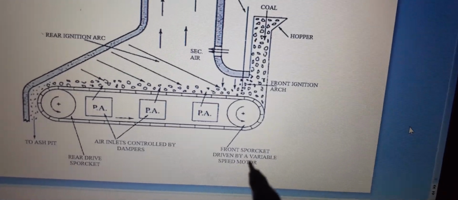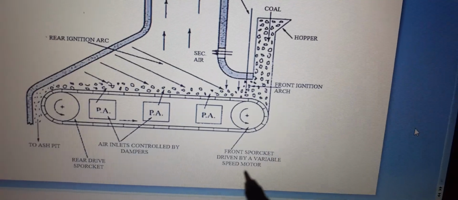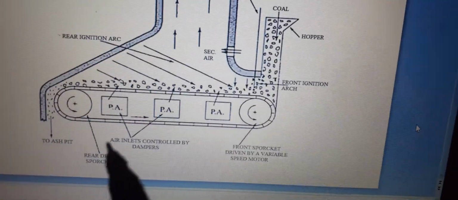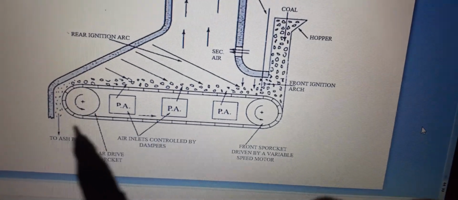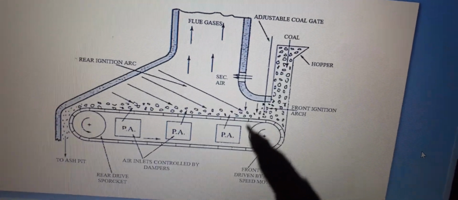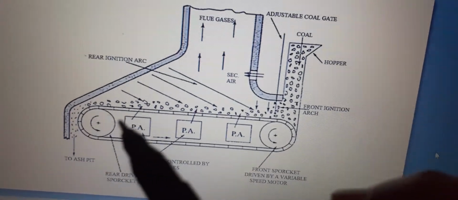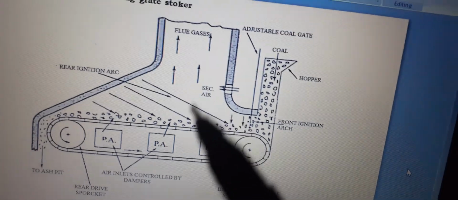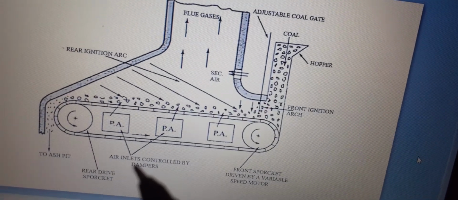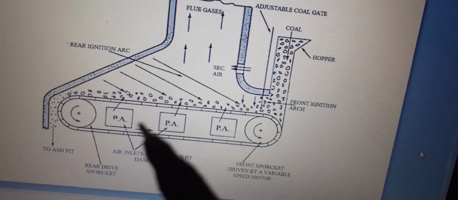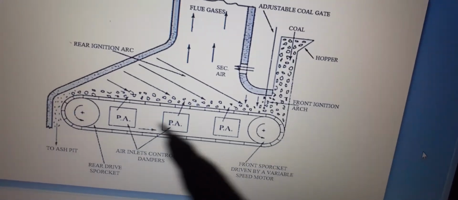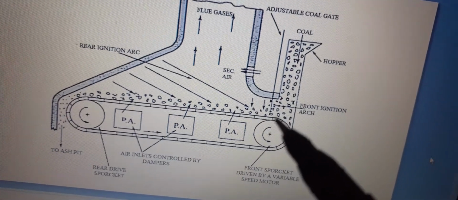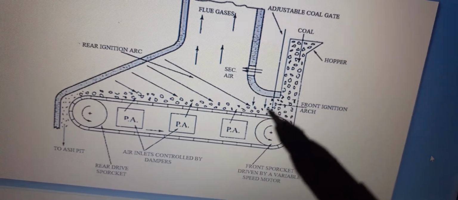In this we see the front sprocket driven by a variable speed motor. And this is the rear drive sprocket. You can see front driven sprocket and rear driven sprocket here. You all can see the air inlets controlled by the dampers. And the front ignition arc, you all can see this.